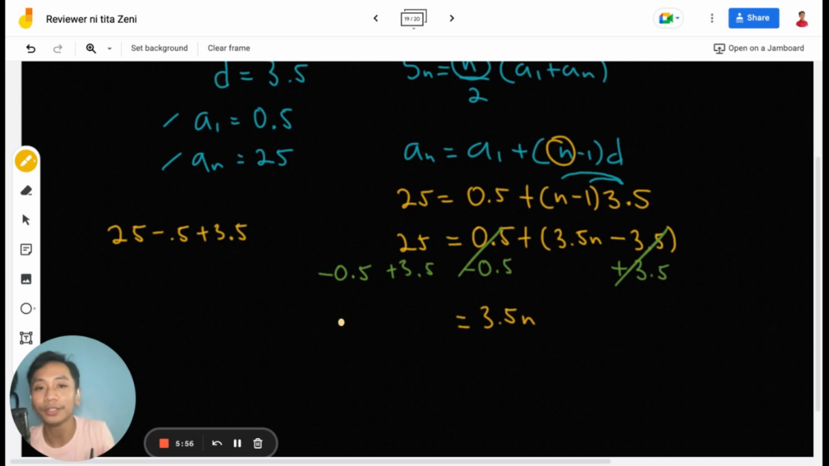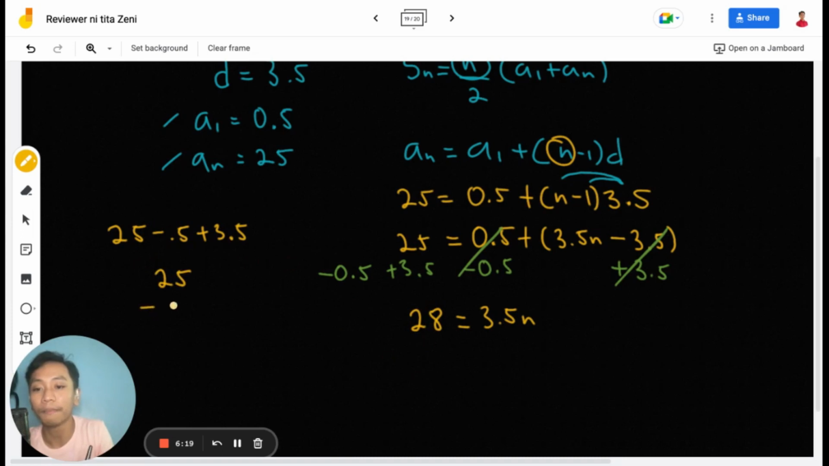Pero alam natin na medyo tricky siya i-solve kapag naka-horizontal. So, actually, isusulat mo rin yan vertically. Kung kaya mong i-solve na ganito, why not? So, 25 minus 0.5 is 24.5. 24.5 plus 3.5, so that's 28. Exactly 28. May sagot ka na actually. 'Di ba? Pero horizontally, pakita ko ha.